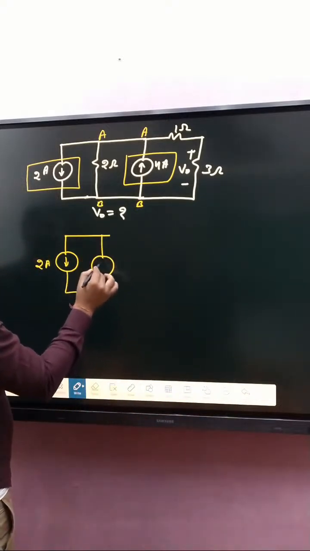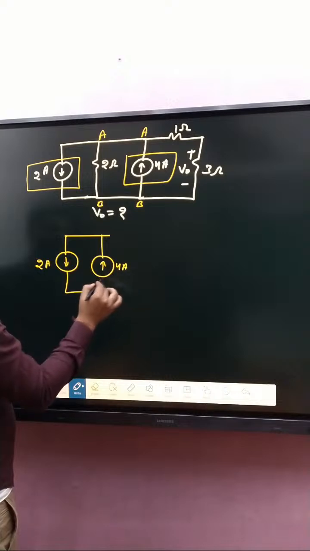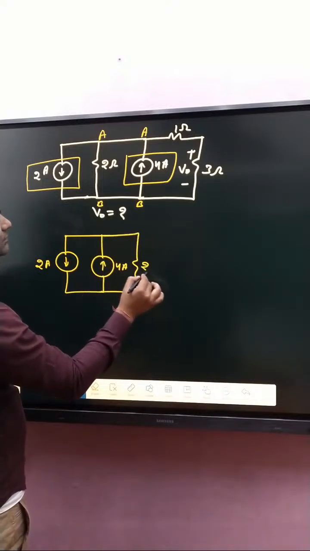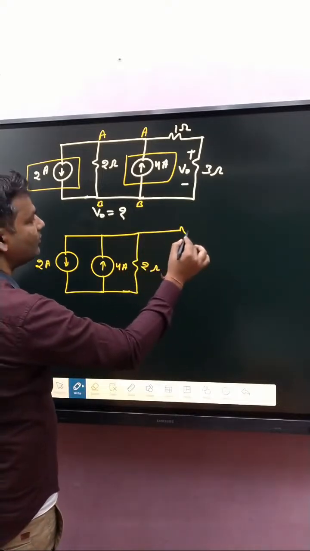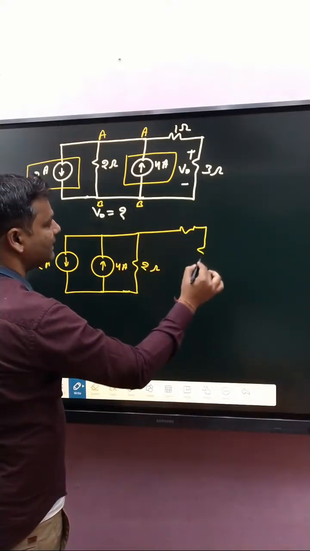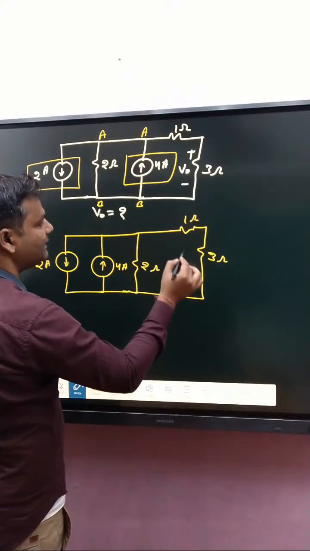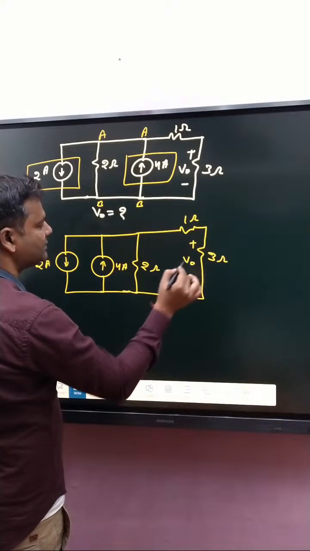That one is how much? 4 ampere. Okay, and that one is 2 ohm, and here 1 ohm, and that one is 3 ohm. 1 ohm and here 3 ohm, and that is V naught.